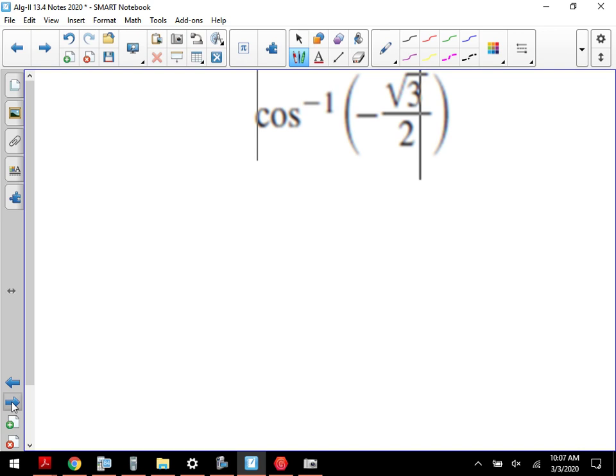Cosine, and that's only if it's negative. If the angle I'm asking you to find is negative, it's the only time you have to worry about it. Okay?